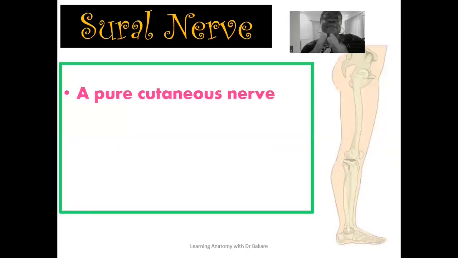The sural nerve is a pure cutaneous nerve. This nerve is seen to give solely a sensory innervation, and you see it emerging from the distal half of the leg.